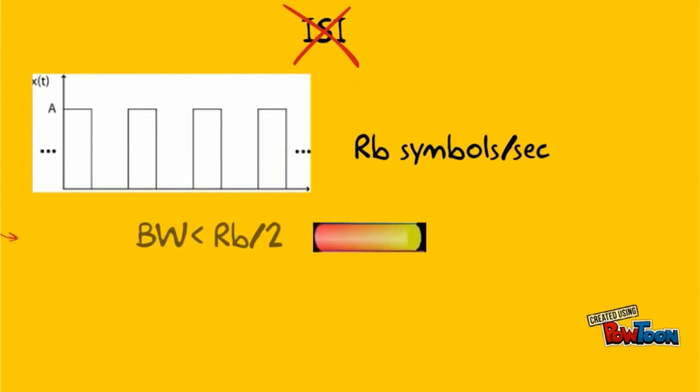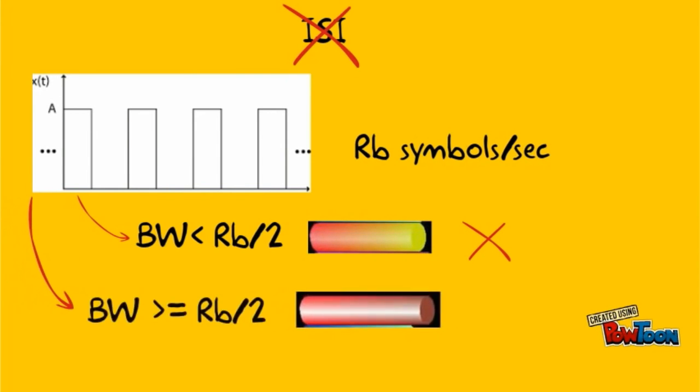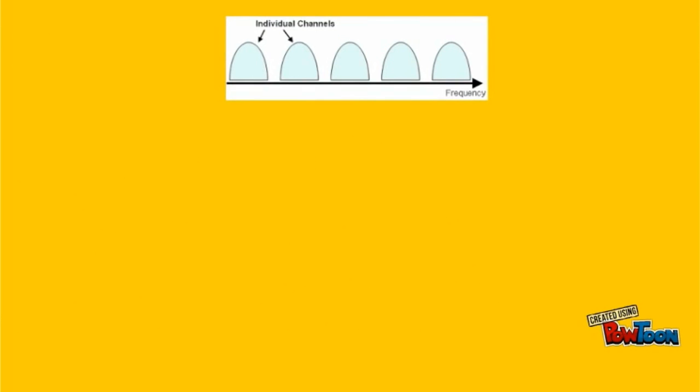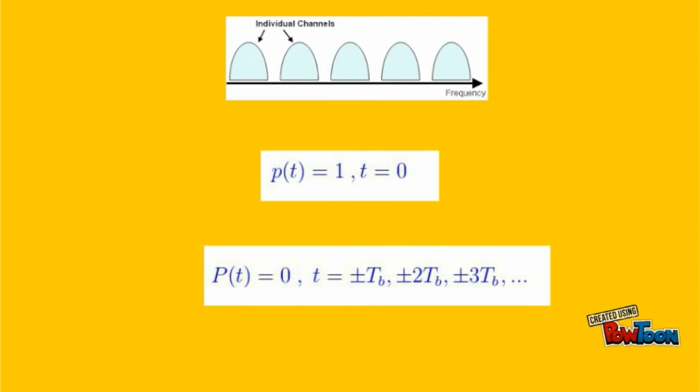Then how do I overcome this ISI? To mitigate ISI, Nyquist suggested that the theoretical minimum bandwidth needed for transmission of RB symbols per second is RB by 2 Hz. And when a pulse is transmitted through a channel with sufficient bandwidth, in order to maintain zero ISI, it must satisfy the following condition: the pulse should be 1 at sampling instant 0 and should be equal to 0 for all other integral multiples of bit period TB.